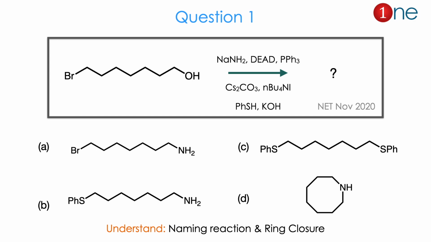The products are really about whether OH becomes NH2, or OH becomes PhS, or OH and Br are both substituted by NH2 and PhS, or just a ring closure with an amine, a cyclic amine. From the reagents and reactant, the DEAD reagent suggests a named reaction is involved and you have to analyze the ring closure possibilities. The answer is D. Let us see how.